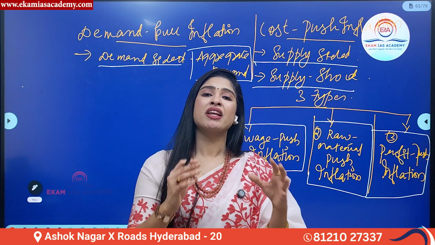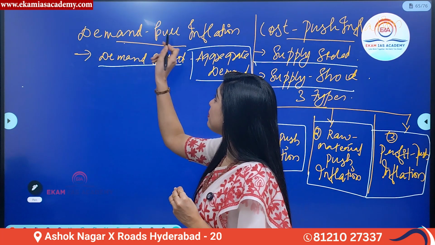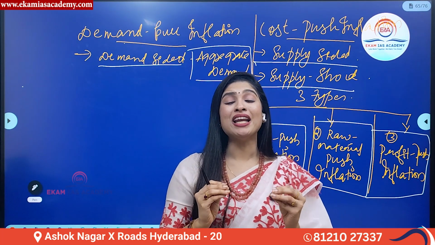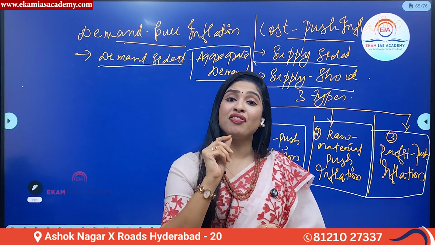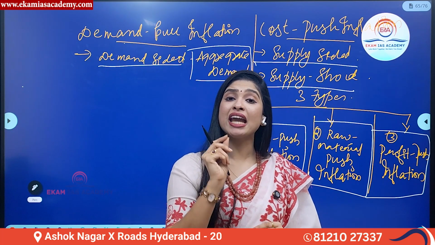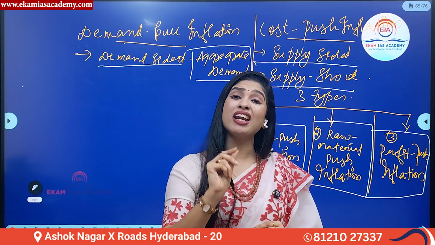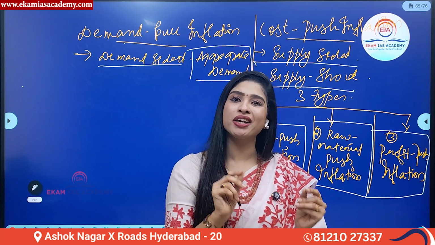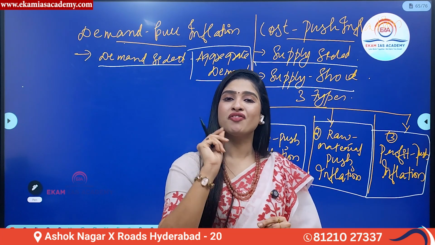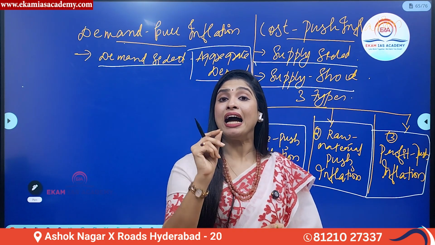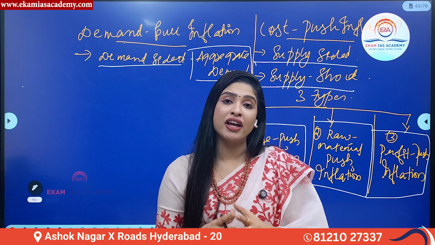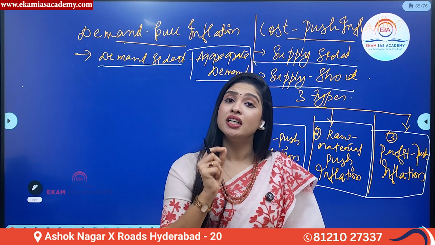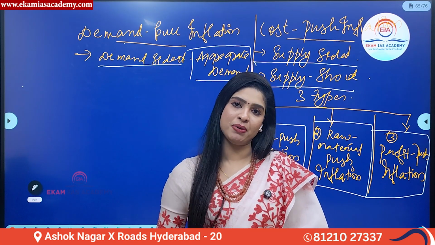Demand pull inflation means when there is a price rise or inflation in the economy, and that is only because of an increase in total or aggregate demand. Total means what? Aggregate. Because of an increase in total or aggregate demand in the economy from the consumers, that type of inflation is called what? Demand pull inflation in simple terms.